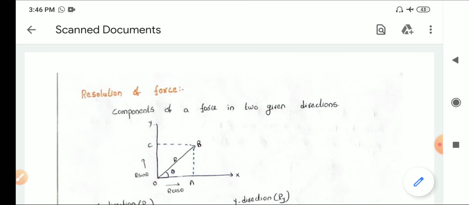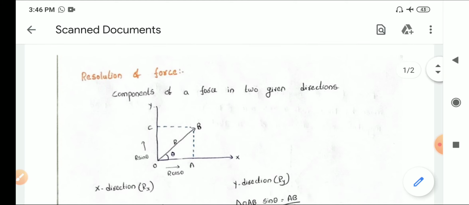In this video, we will discuss resolution of force. What is resolution of force and how you can resolve a single force into multiple forces. That means a single force into two directions. In the previous video, we discussed the resultant of the force. So you must know the difference between resolution of force and resultant of force.